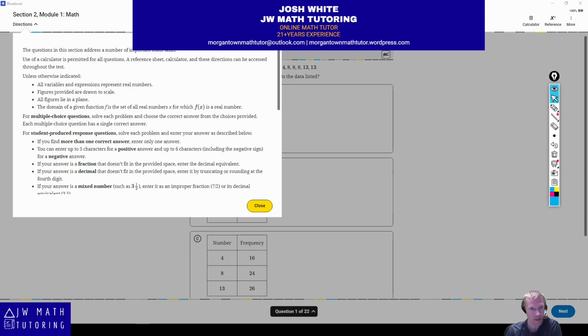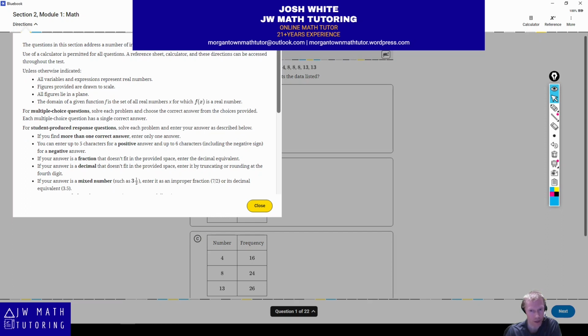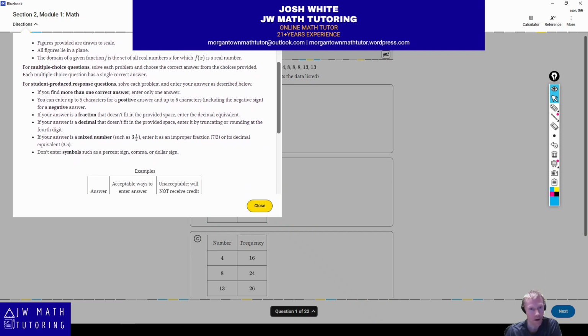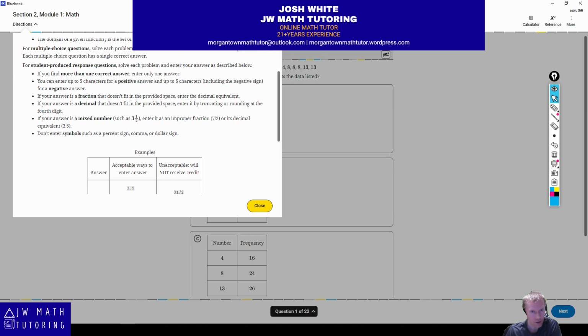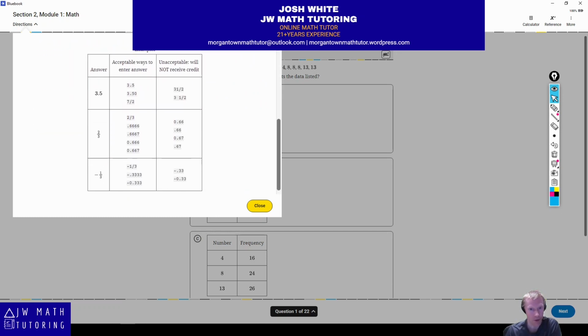And I just want to highlight one thing that is different, which is for the grid-in or the student-produced response questions, where you basically fill in the answer, the non-multiple choice ones. You can now enter negative values, and there are also more total spaces for you to enter. So you can enter up to 5 characters for a positive number and up to 6 characters for a negative number. So essentially 5 numerical digits, and then if it's negative, you would add the negative sign onto that to make 6. And they have examples here of the proper ways to enter it.